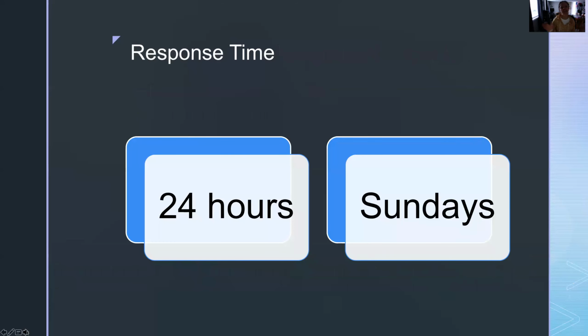Let's talk about response time. So I grade your papers. I have 5 days to do that. I usually try to do it in no less than 3 days. When it comes to actually responding to your Canvas inbox messages or your text messages, please give me 24 hours. I try to be really good about doing that. The only exception is Sundays.